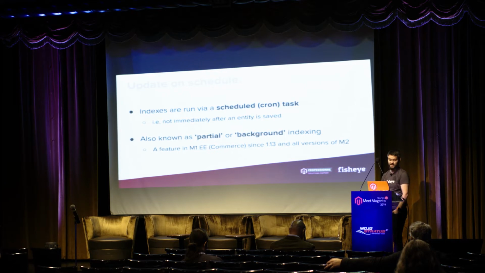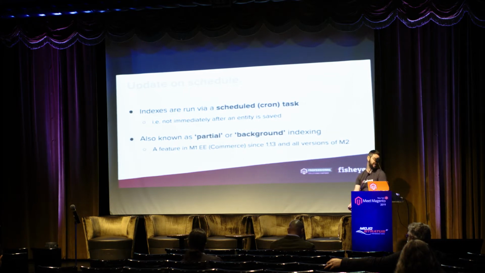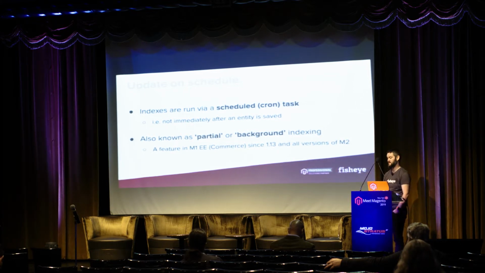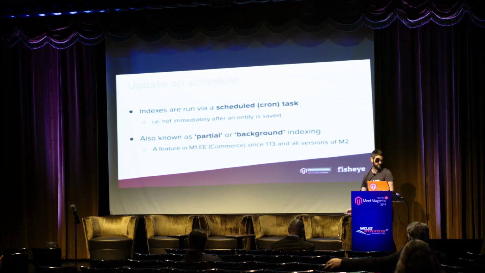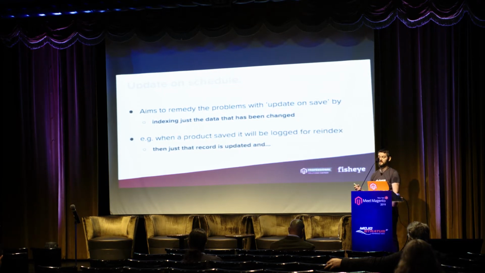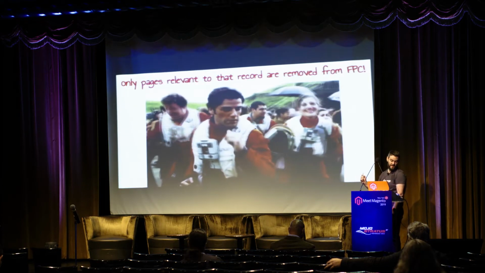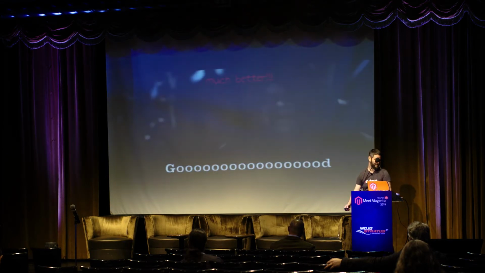It's not particularly new. It was introduced back in Magento 1, only for Enterprise, now known as Commerce Edition 1.13. In Magento 2, it's been available since 2.0 for both open source and Commerce. It aims to remedy the issues caused by update on save by indexing just the data that's been changed. So if you save a product in the admin, that product record gets logged for change, and that's the only record that's removed from full-page cache. So it's a lot better.